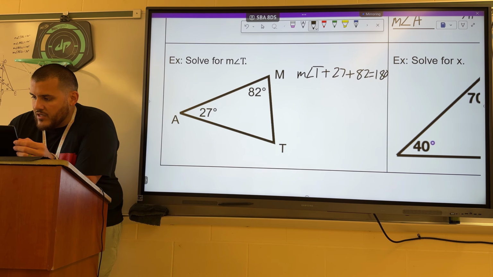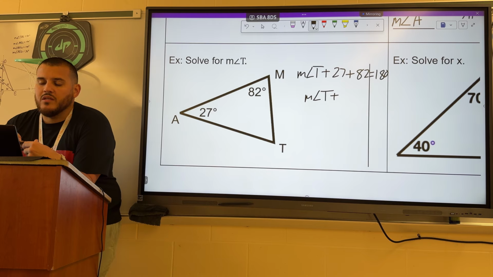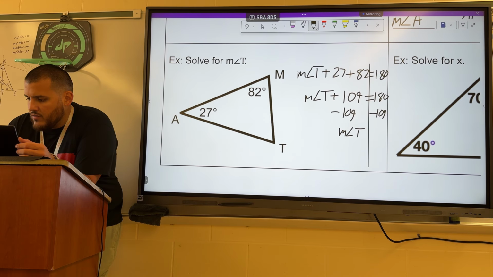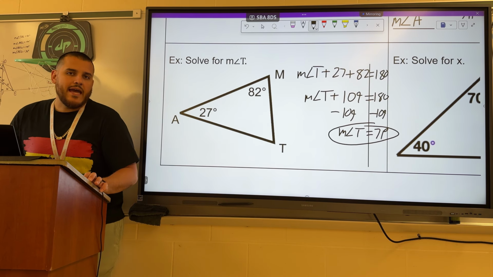We have some basic algebra we can do there to solve for the measure of angle T. If we combine our 27 and our 82, that would give us 109 degrees there on the left. Then I can subtract that 109 from both sides to find the measure of angle T. 180 minus 109 would give me 71 degrees for that angle.